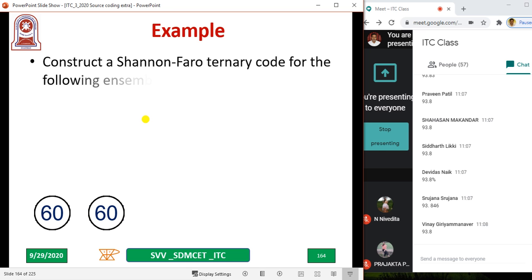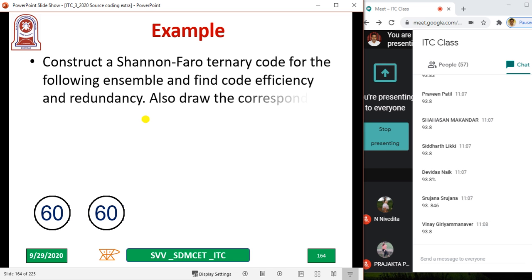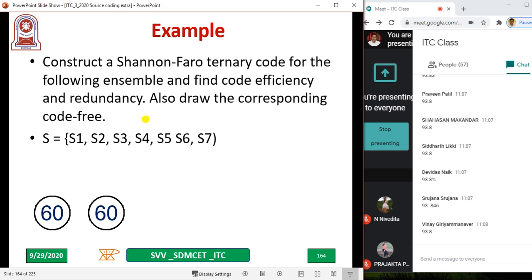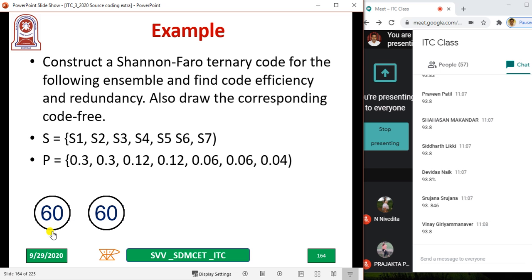Construct a Shannon-Fano ternary code for the following ensemble and find code efficiency and redundancy. Also draw the corresponding code tree. S equal to S1, S2, S3, S4, S5, S6, S7.